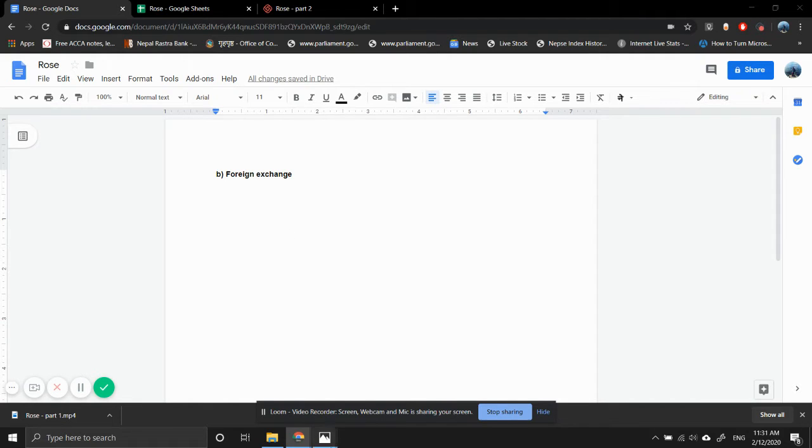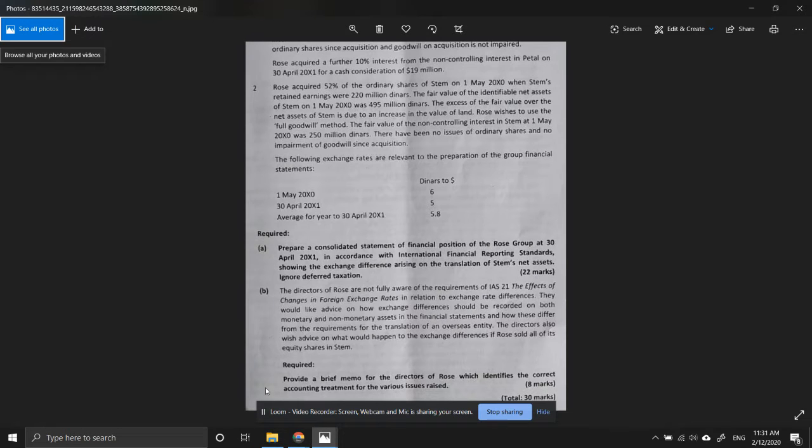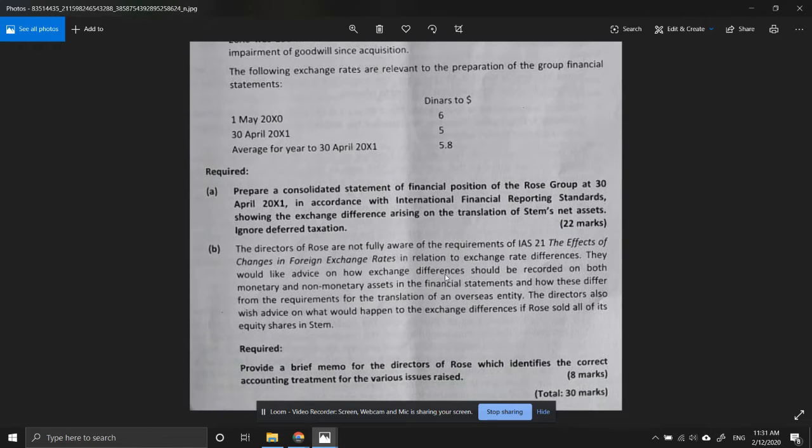So, what we've been given in the second question is that the directors of Rose are not fully aware of the requirements of IAS 21, the effects of changes in foreign exchange rates in relation to exchange rate differences. So they would like advice on how the exchange differences should be recorded on both monetary and non-monetary assets in the financial statements, and how these differ from the requirements for the translation of an overseas entity. Right. So in individual financial statements, SOPL, in consolidated, OCI. So we need to advise them.